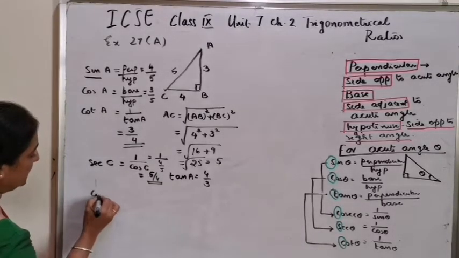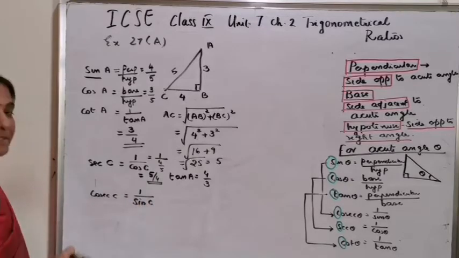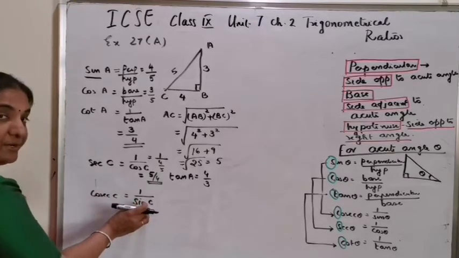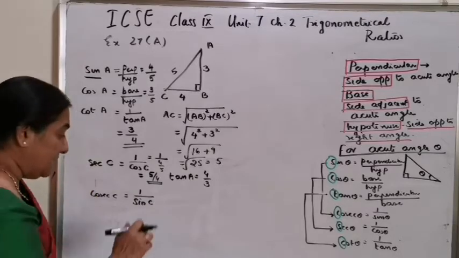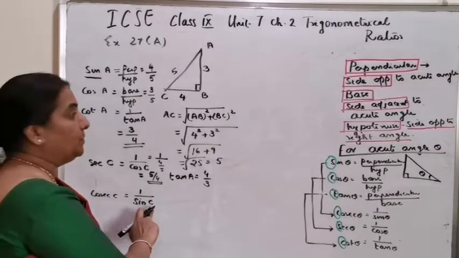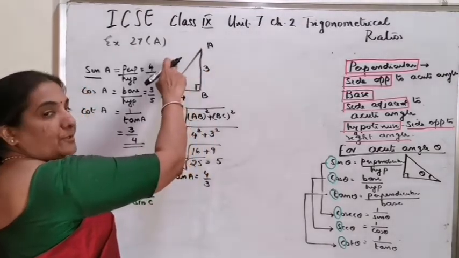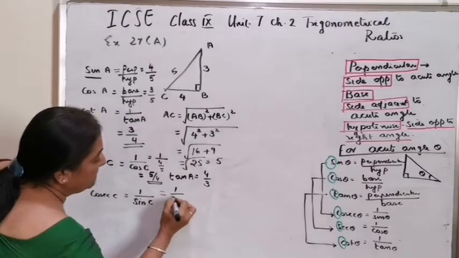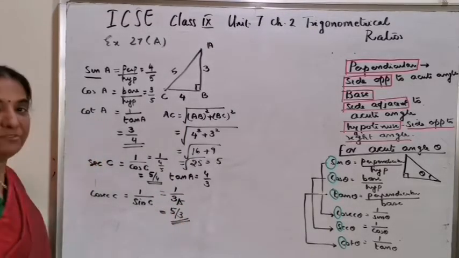Cosec C is the reciprocal of sine C. What is the meaning of sine ratio? Perpendicular by hypotenuse. What's the meaning of perpendicular? The side opposite to angle C. Which is the side opposite to angle C? 3. Which is the hypotenuse? 5. That is 1 by 3 by 5, or it is the same as 5 by 3.